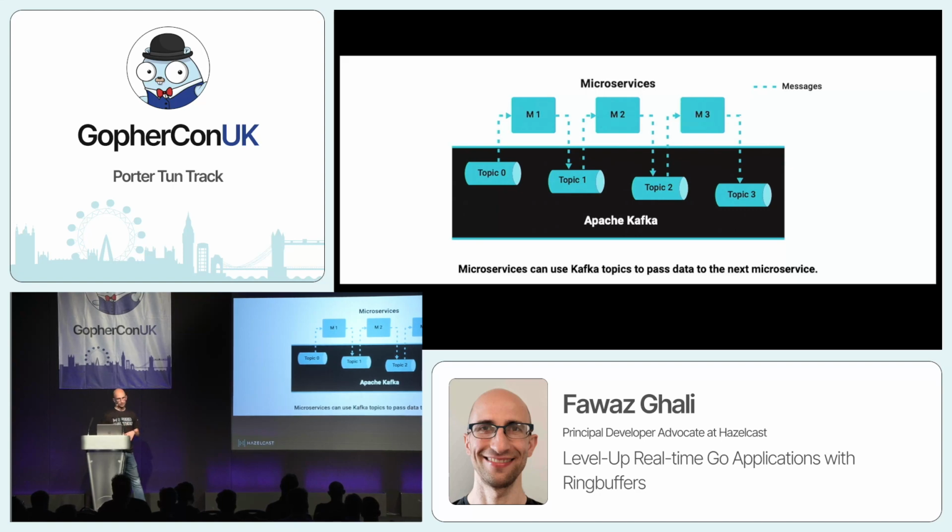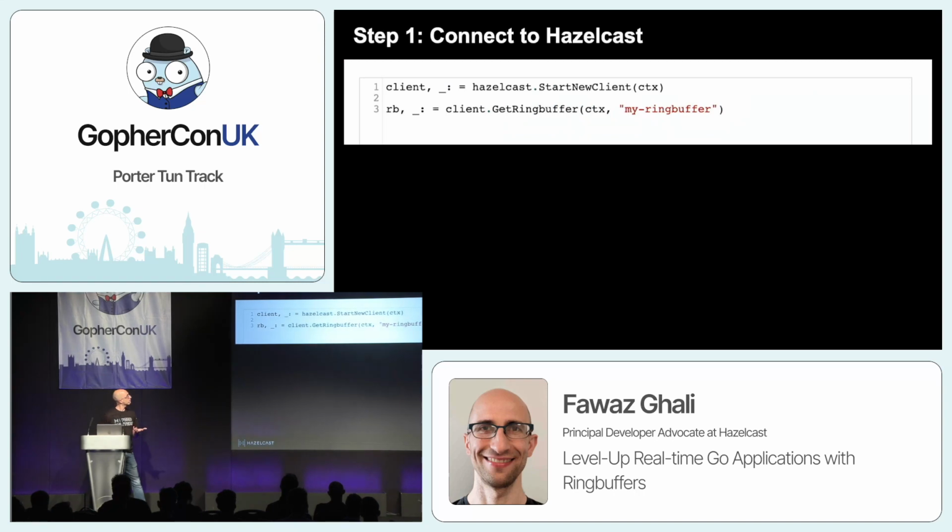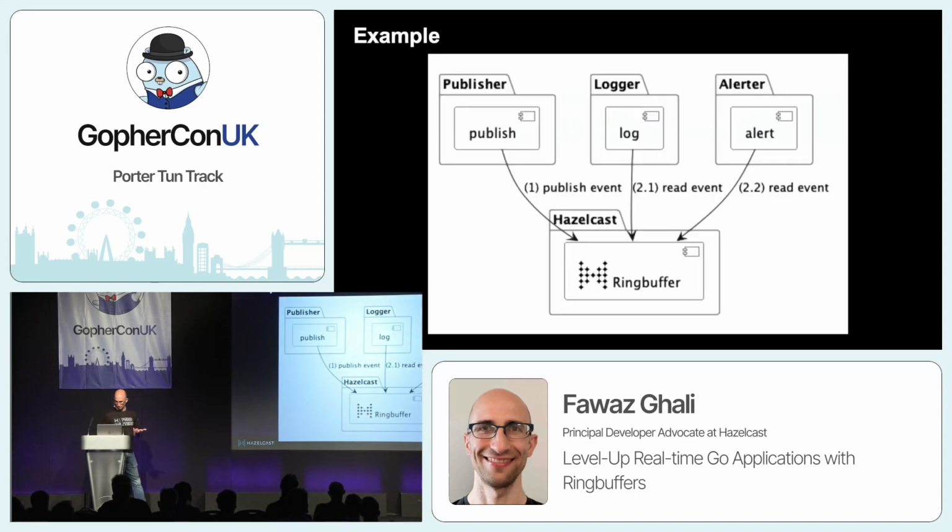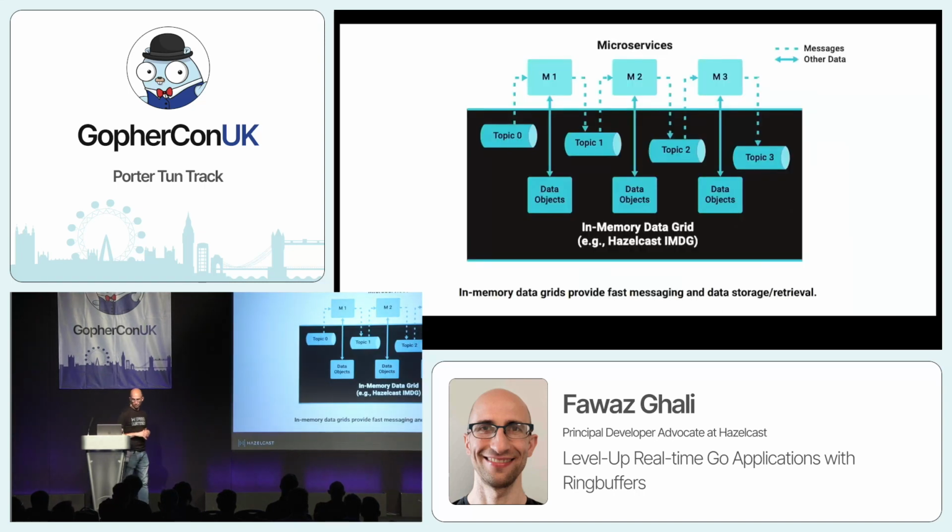And this is where the ring buffer comes into play. You have some kind of data objects in memory, and you can use the ring buffer to access data in a faster way and minimize latency. So now let's discuss an example and how you can achieve it.